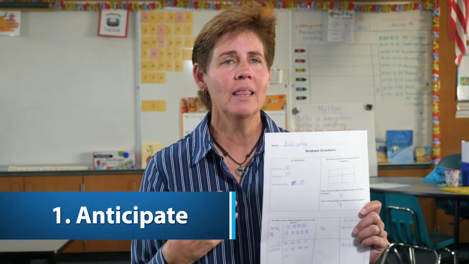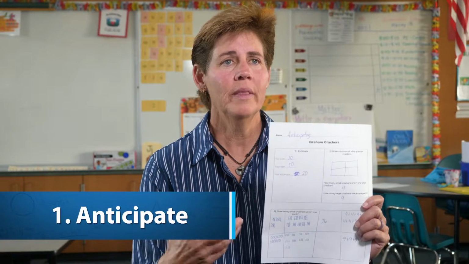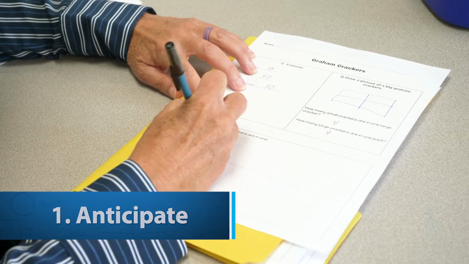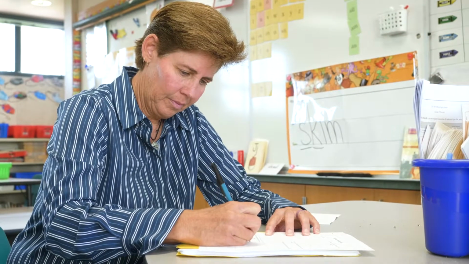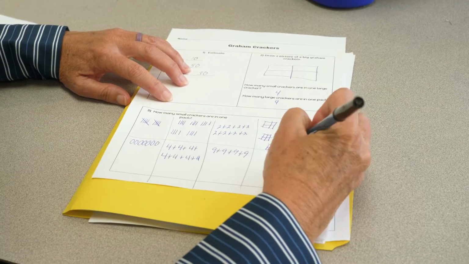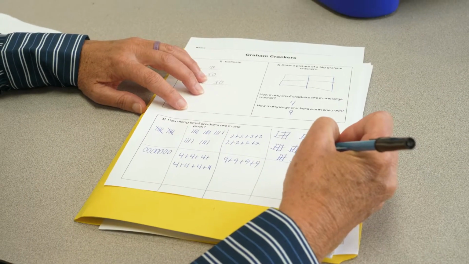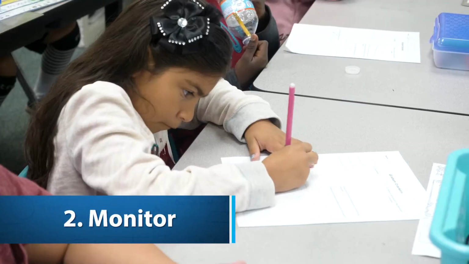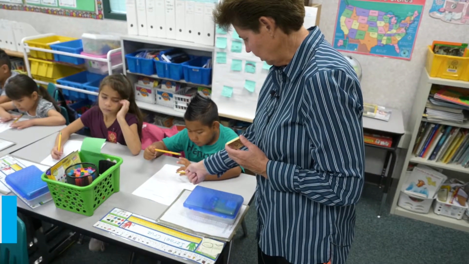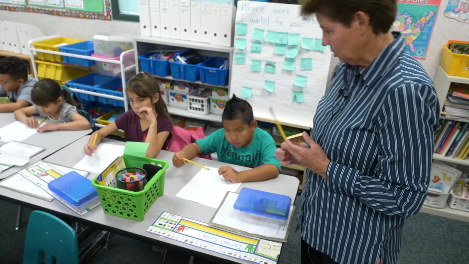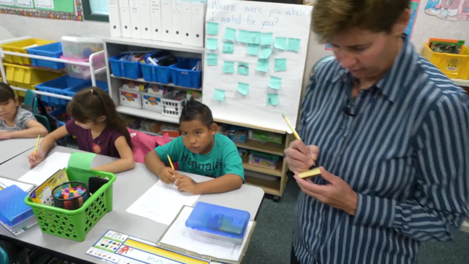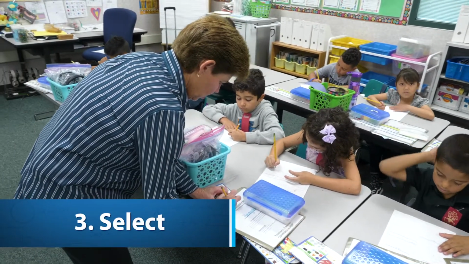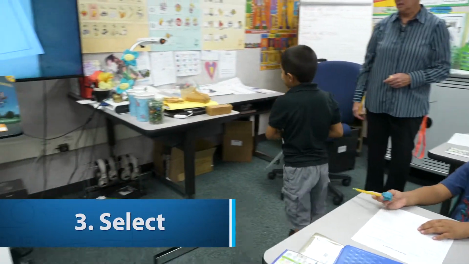Anticipating means: what do I think the students are going to do when they do this problem? So my first step in anticipating is to actually do the problem. I then come up with as many solutions as I can that I think the students will be producing. Monitoring comes during the lesson. While the kids are working, I'm walking around, identifying students, talking to them, and seeing how they're solving the problem. While I'm monitoring, I'm also walking around with a Post-it and a pencil.